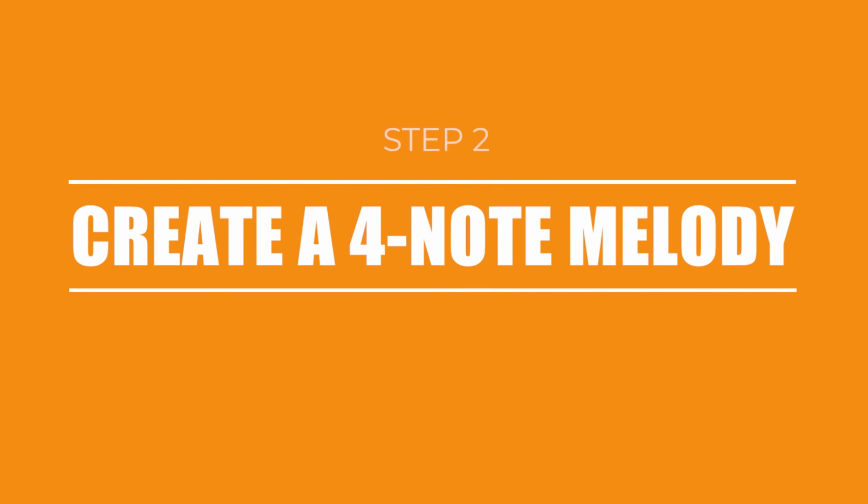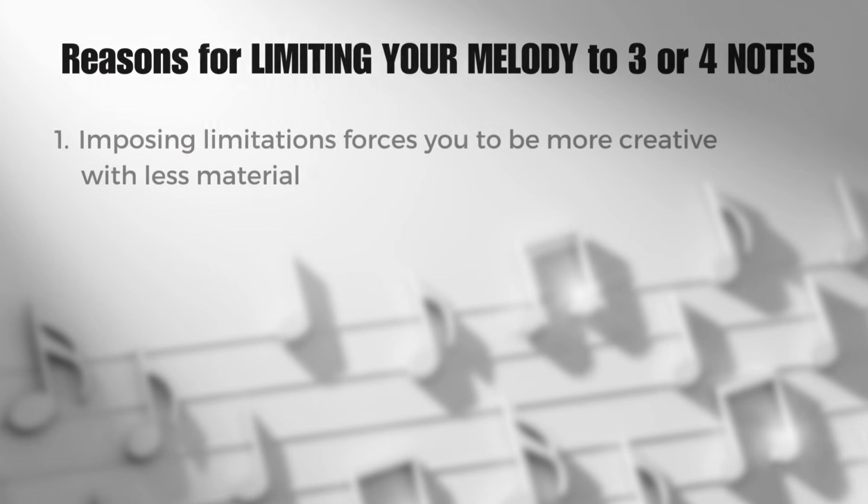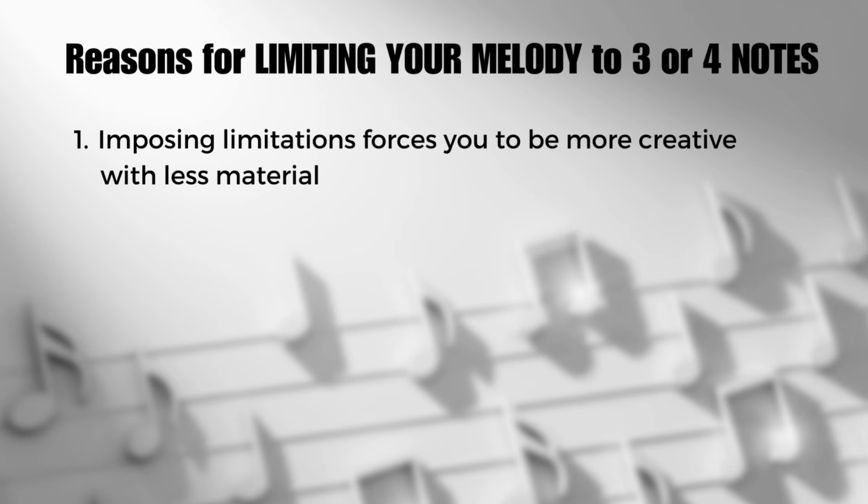So step 2 is to come up with a 4-note melody. And we've just heard Keppie talk about the 7 notes that are available to us in the scale. We're now going to pick only 4 of those and experiment with different combinations of them. Limiting your options to 4 of the 7 possible notes is important for 2 key reasons. The first is that actually just imposing limitations at all is a really important part of the creative process. So actually imposing those parameters forces you to be more creative with the limited materials that you have.